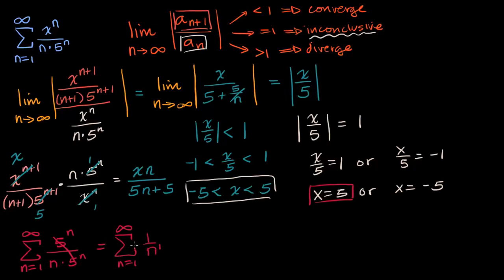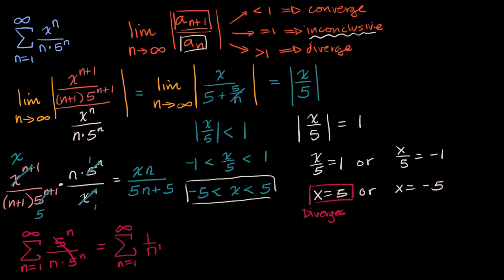And we know the harmonic series, we've done in other videos. This definitely diverges. So this diverges. And you can do that by the p-series convergence test. If the p for a p-series is 1, well, you're going to diverge. So now, 5 is definitely not part of our interval of convergence.